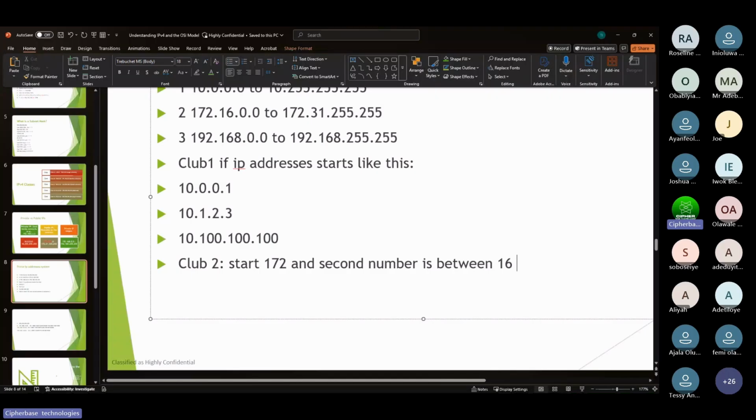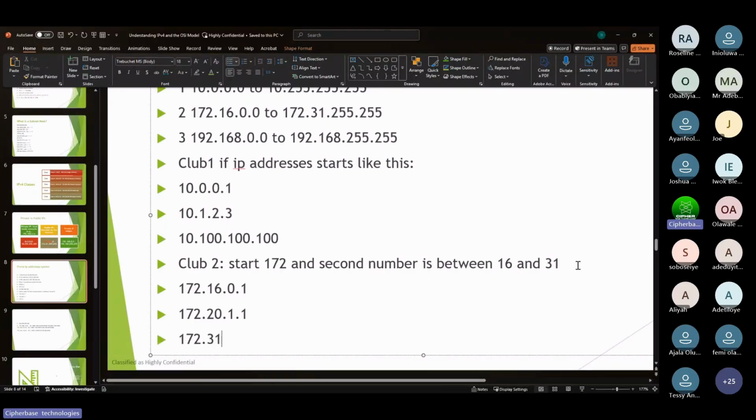Let me just put it so you can understand very well. Examples of this are 172.16.0.1, then the second one is 172.20.1.1, then the third one is 172.31.255.255. Yes. Now let's check something here.